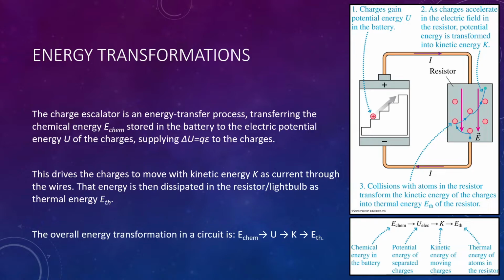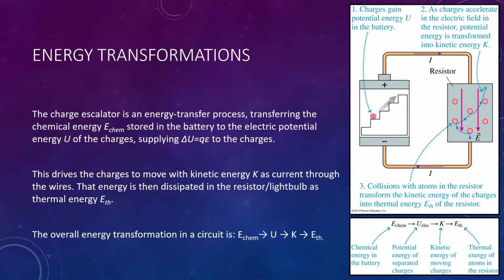It starts as chemical energy in the battery. That supplies your charges in the battery with potential energy. That potential energy is then used to drive the motion of the charges, in other words, giving them kinetic energy to move. And then that motion passes them through the resistor, where that energy is dissipated as heat or thermal energy. So once you do that, then the process starts over again.